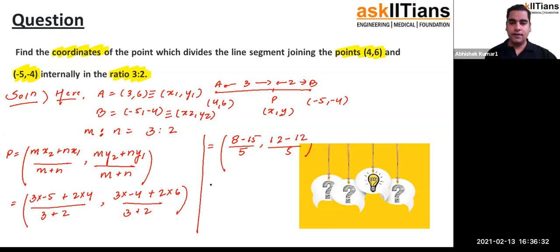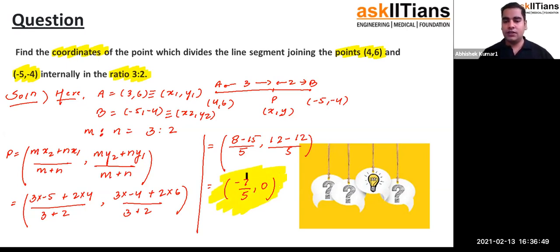All right. So you will have minus 7 upon 5 comma 0. That means the coordinates of point P, which is dividing the line joining A, whose coordinates are 4 comma 6, and B, whose coordinates are minus 5 comma minus 4 in the ratio 3:2, is given by minus 7 by 5 comma 0. That's the answer to this question.